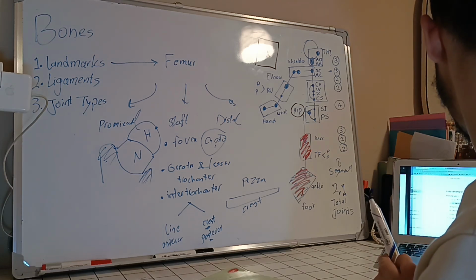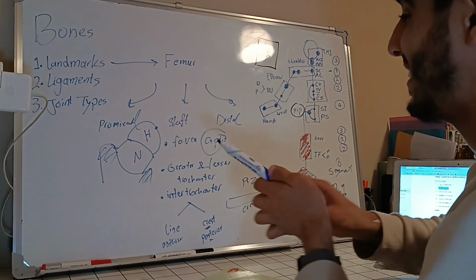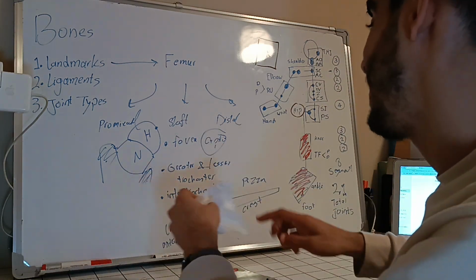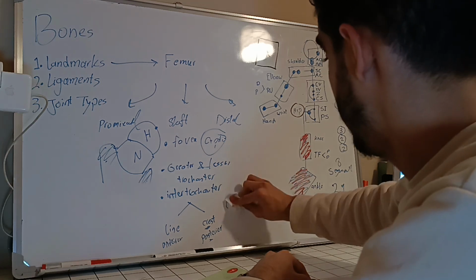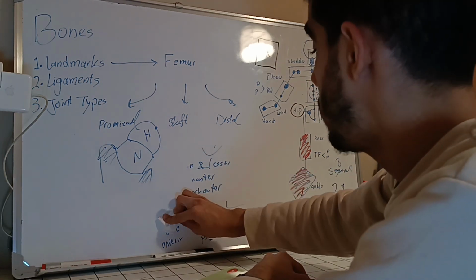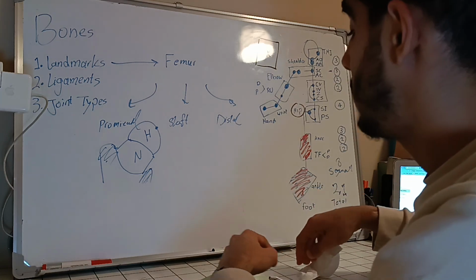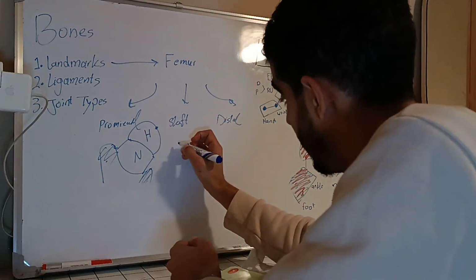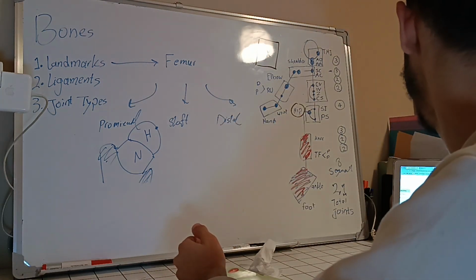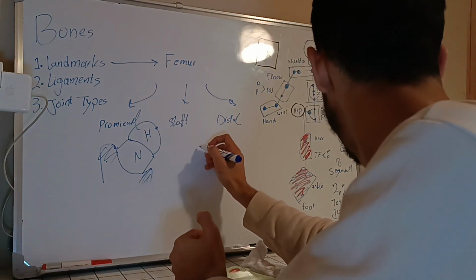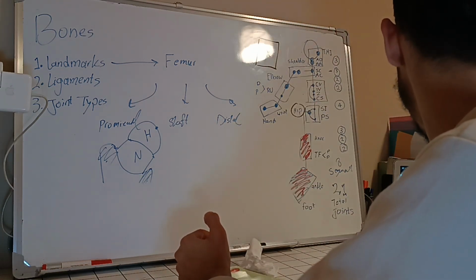So, secondly, the shaft. We had head, neck, and three things. How about the shaft? The shaft can have four things. The linea aspera.